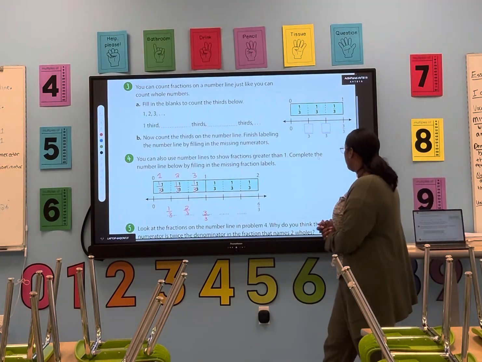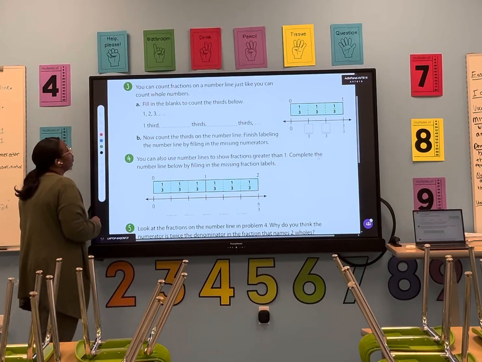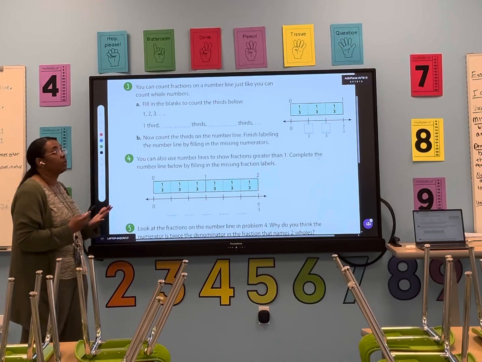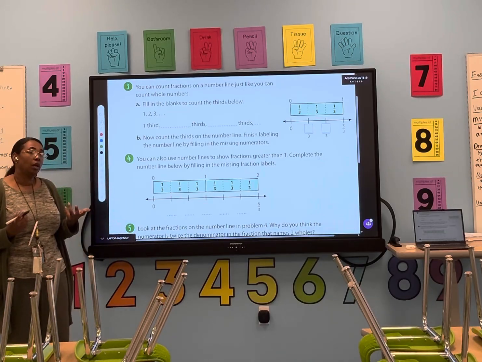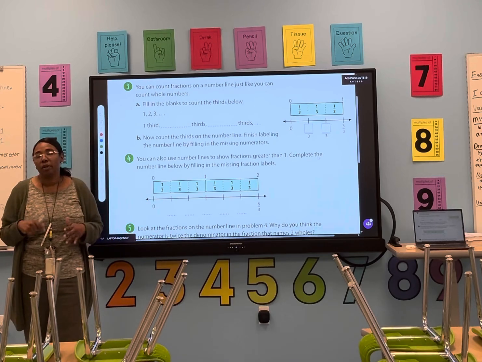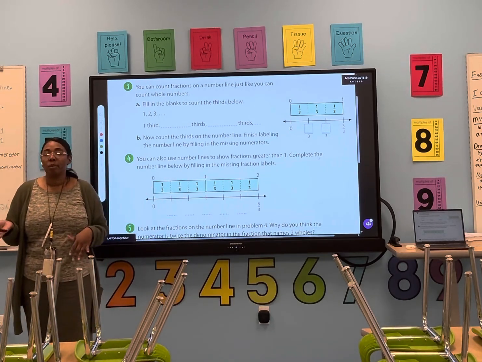Okay, so let's look at number 3. Number 3 says you can count fractions on a number line just like you can count whole numbers. So usually when we see a number line, you have whole numbers on it. It can start at 0 and it can go 1, 2, 3, 4, 5, 6, and it goes on forever. Or it can skip count by certain numbers.